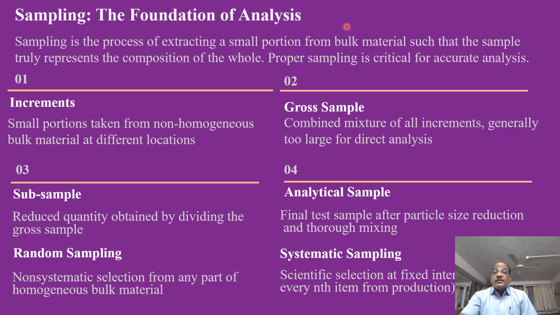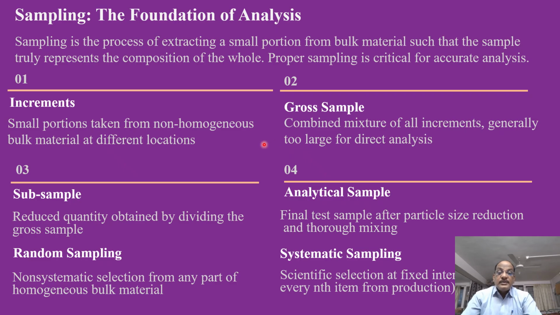Now, for quantitative and qualitative analysis and for analytical chemistry purposes, first we have to collect the sample. It is the foundation of analysis. There are many methods of sampling. It is a process of extracting a small portion from the bulk material such that the sample truly represents the composition as a whole. That's why proper sampling is very important in the analysis process. We can't check all the substance because it may be present in various places in large amounts, so we can't analyze the whole substance as bulk material. So we have to take some sample.